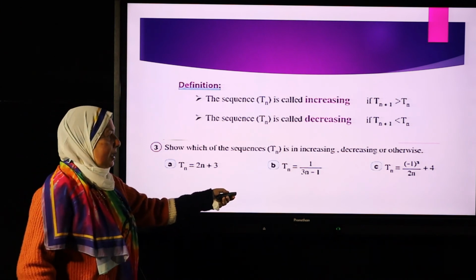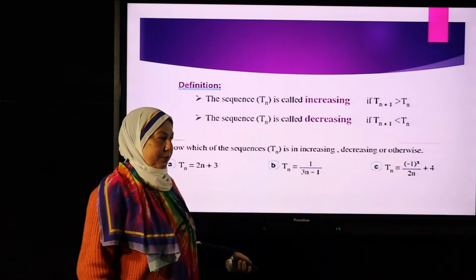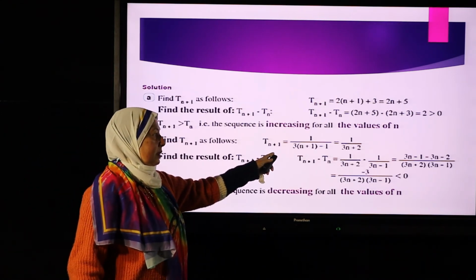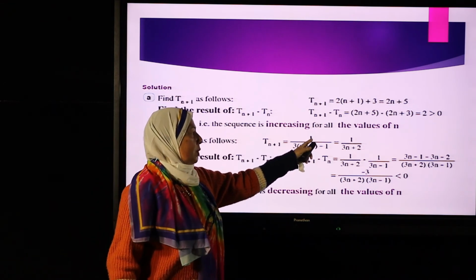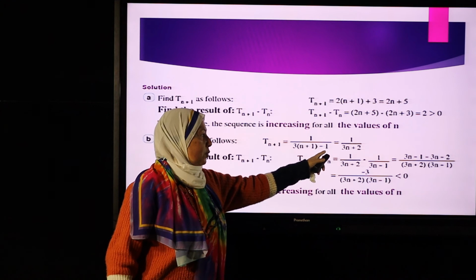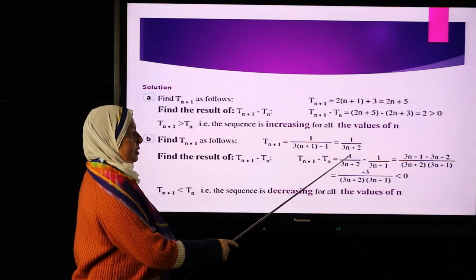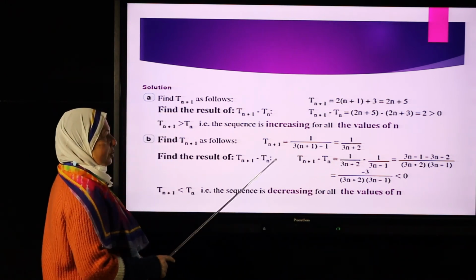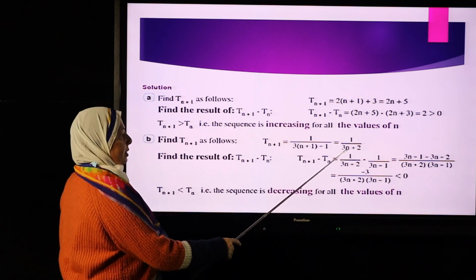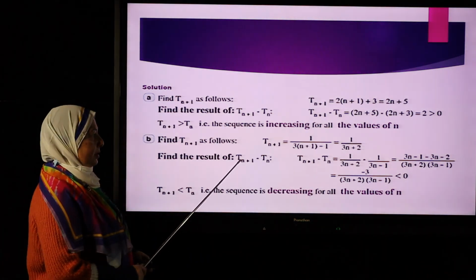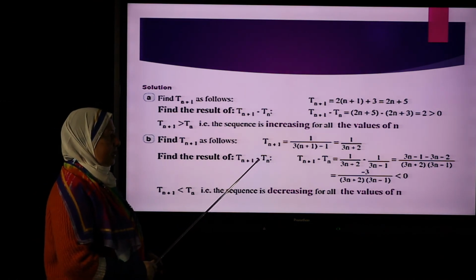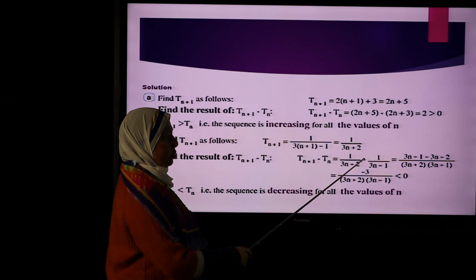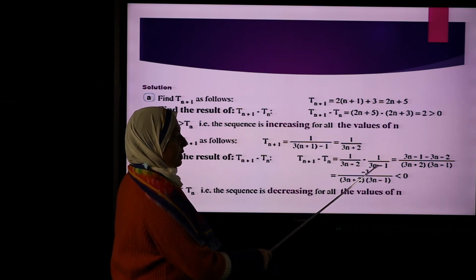Second sequence, Tn equals 1 over 3n minus 1. With substitution, n equals n plus 1, equals 1 over 3 times n plus 1 minus 1. 3 times n is 3n. 3 times 1 equals 3 minus 1. 3 minus 1 equals 2. Therefore, Tn plus 1 equals 1 over 3n plus 2. We subtract: Tn plus 1 minus Tn equals 1 over 3n plus 2 minus 1 over 3n minus 1.